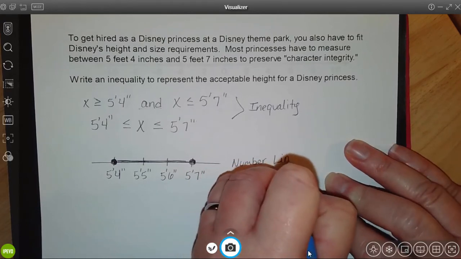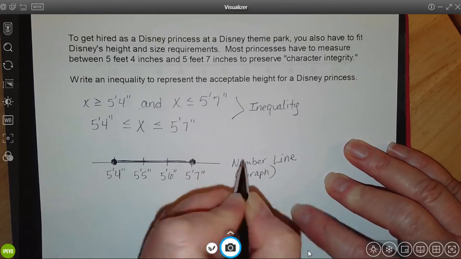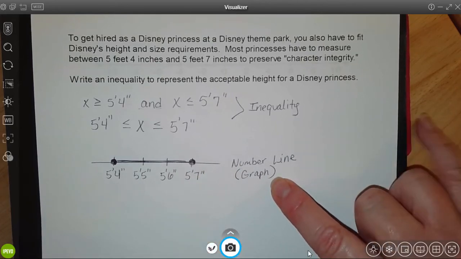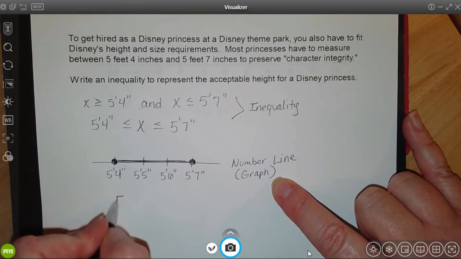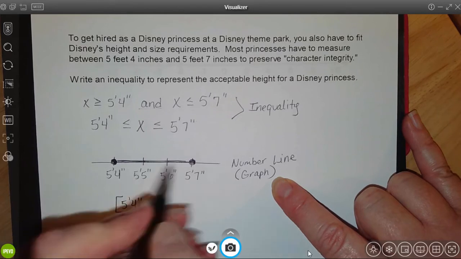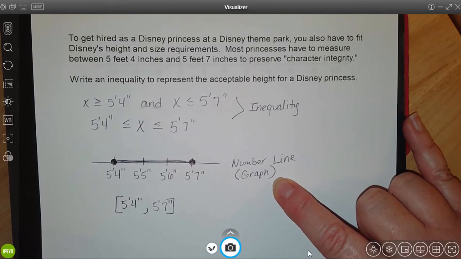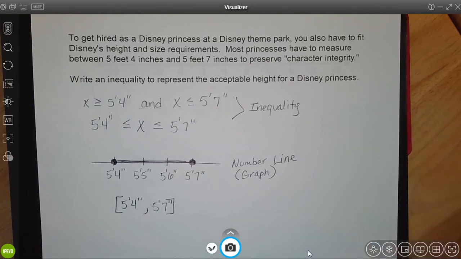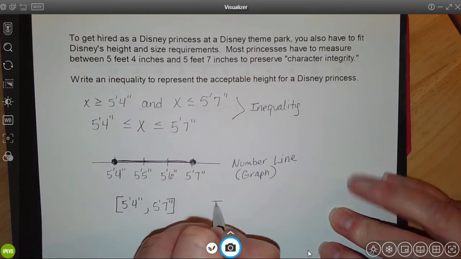This is my number line. Or sometimes you will see the directions that say graph. If you graph it, you're just putting it on the number line. And then lastly, your interval notation. Since I have a closed dot, that is a bracket at 5 foot 4 inches. And I have another closed dot, so that is a bracket at 5 foot 7 inches. This is your interval notation.